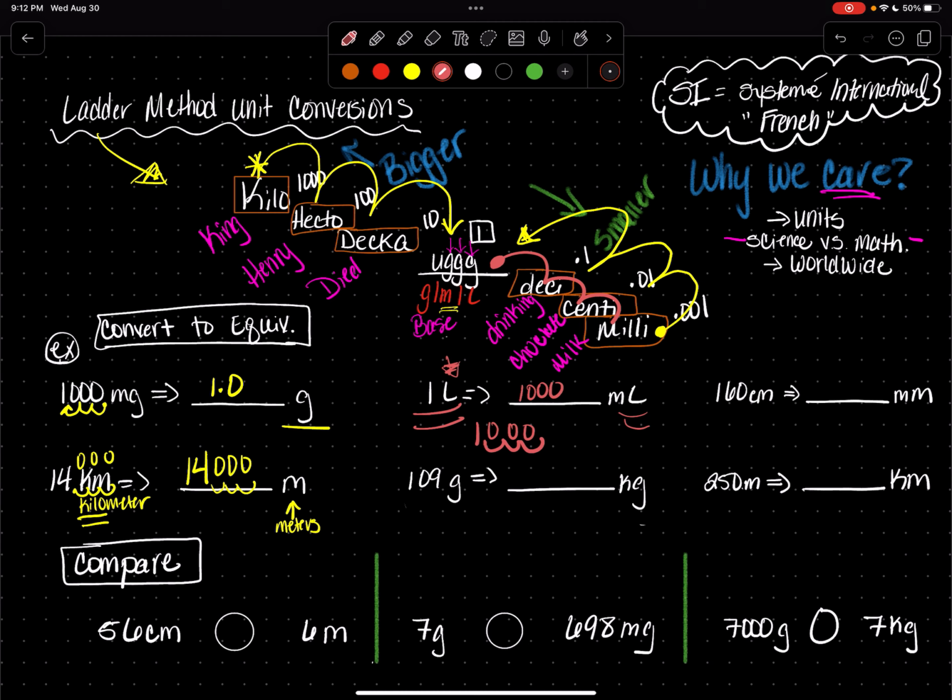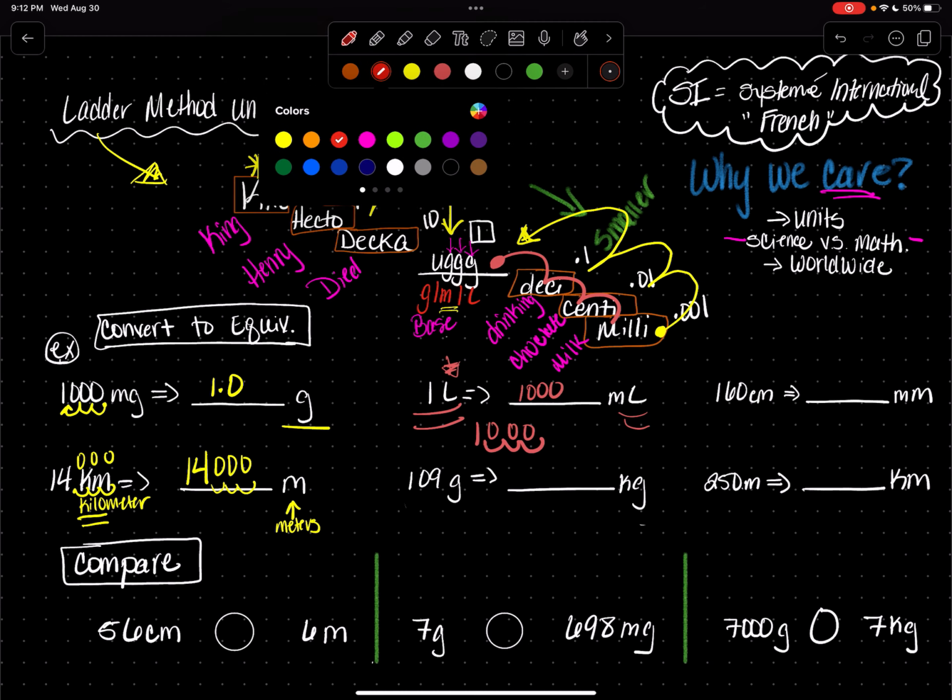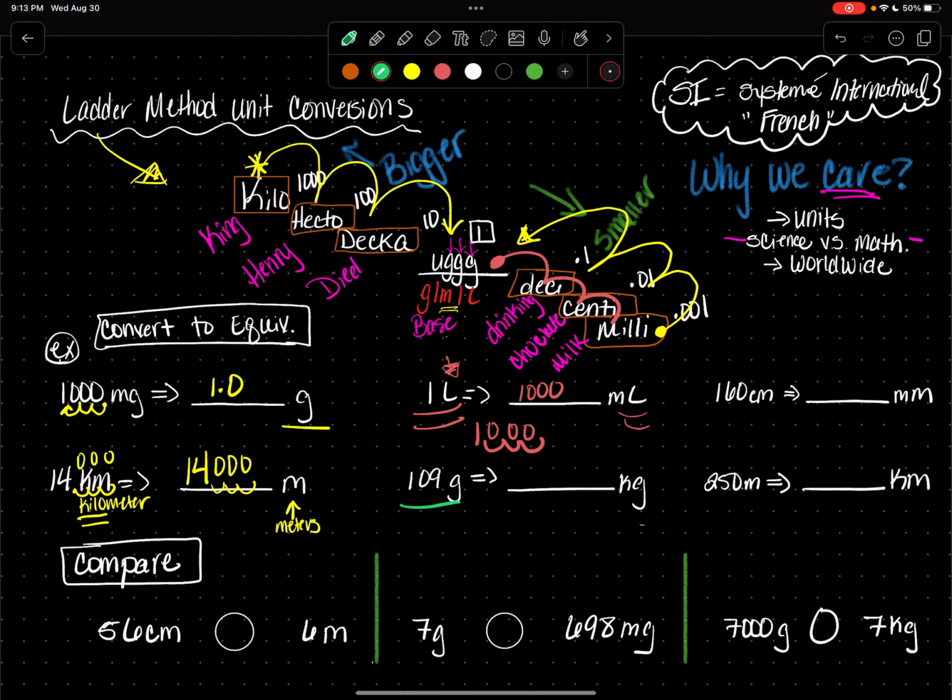14 kilometers is the same thing as 14,000 meters. And the same thing here. 109 grams, I'm going to change colors one more time because I have them and why not use them? And that way we can see. Let's go to this awesome green color. 109 grams. So I'm starting back here at grams. Then we're going to go to kilograms. All right, let's move it. 1, 2, 3 places. Which way?